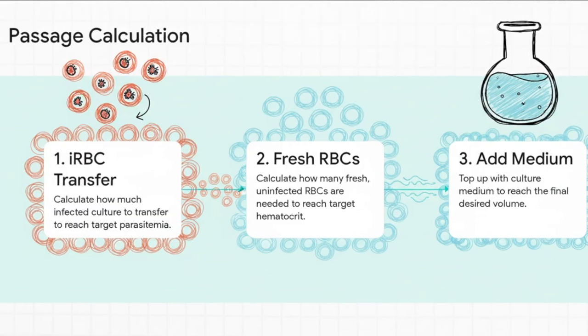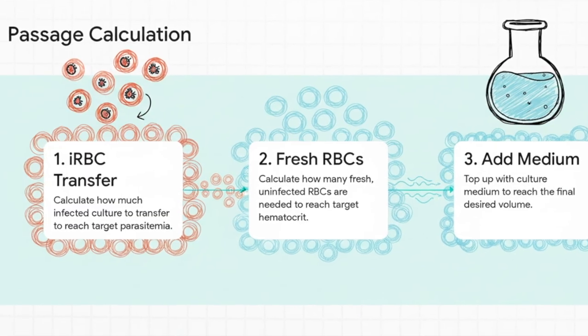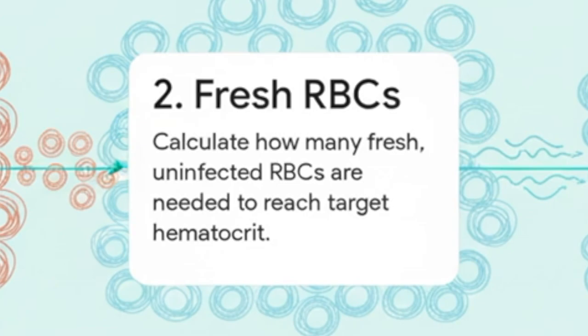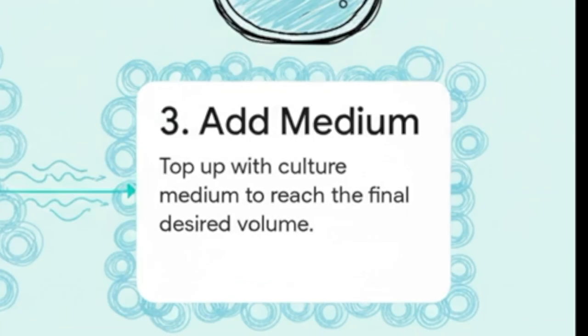So here's the deal. The trick is to break it down into 3 simple steps. Step 1, you figure out how much of your old culture you need to carry over to hit that target parasitemia. Step 2, and listen up because this is the one people always forget, you calculate how many fresh, uninfected red blood cells you need to add to reach your target hematocrit. And finally, step 3, you just top the whole thing up with medium. Easy.